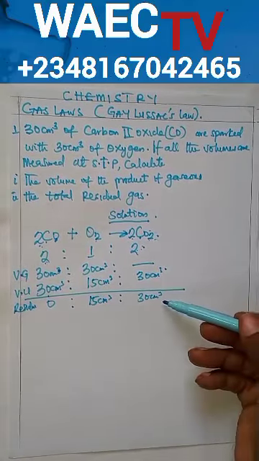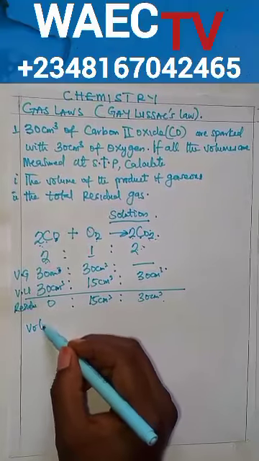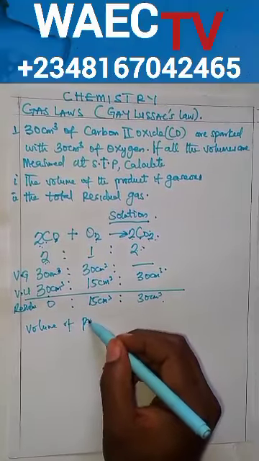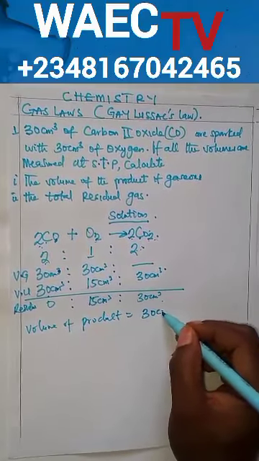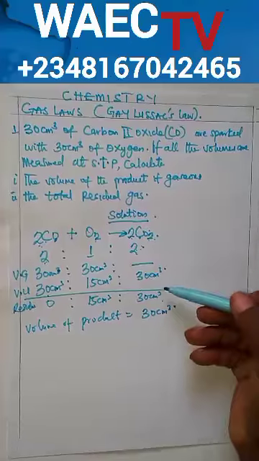Now the first question is the volume of the product if gaseous. Now the product is CO2, so the volume of product from what I have here is what? 30 cm³, because the CO2 is the product.